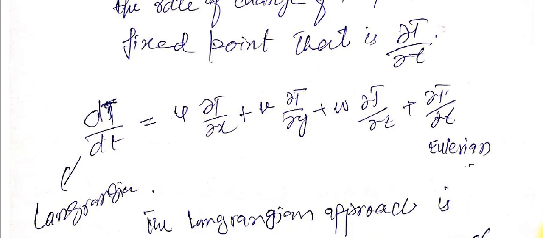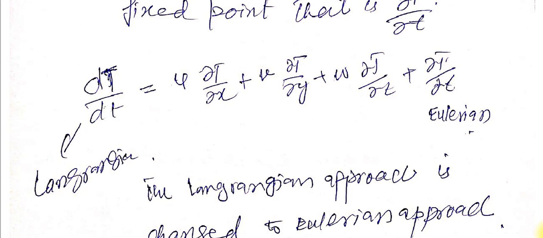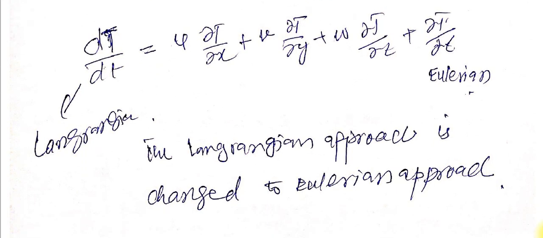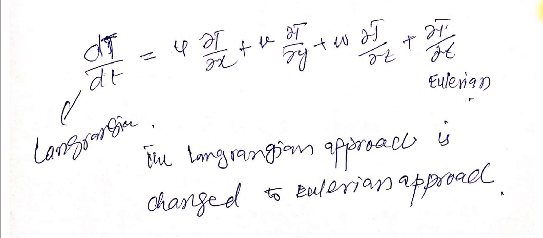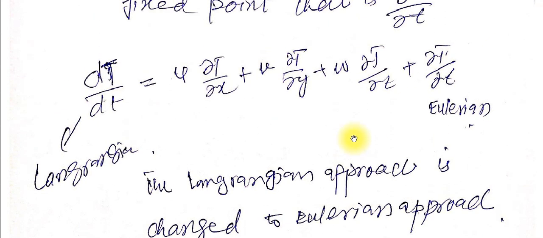Now you can see this term, this derivative shows the changes at a fixed point. This shows the changes of individual particles, not changes at a point. But this shows the changes at a point. So the Lagrangian approach has been transformed to the Eulerian approach. The Lagrangian approach is changed to the Eulerian approach. So this is all about these two approaches, the Lagrangian approach and the Eulerian approach.